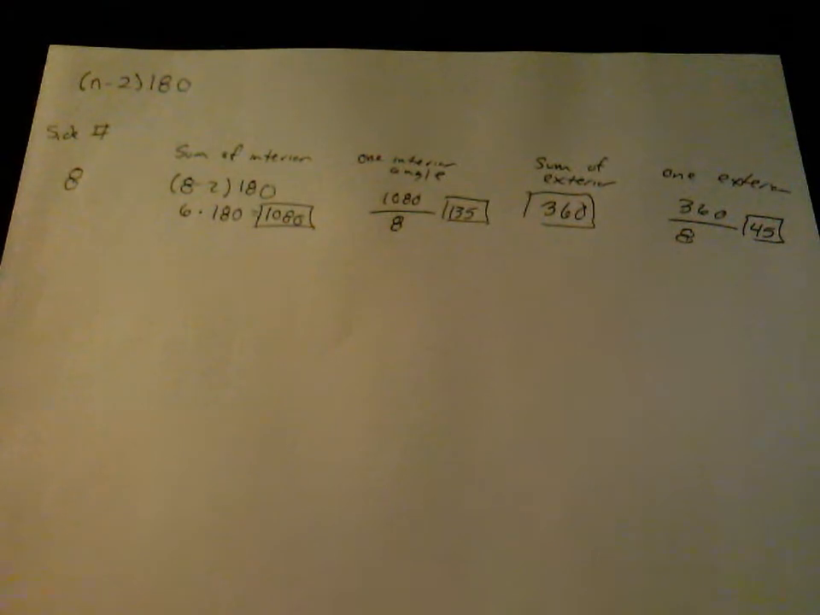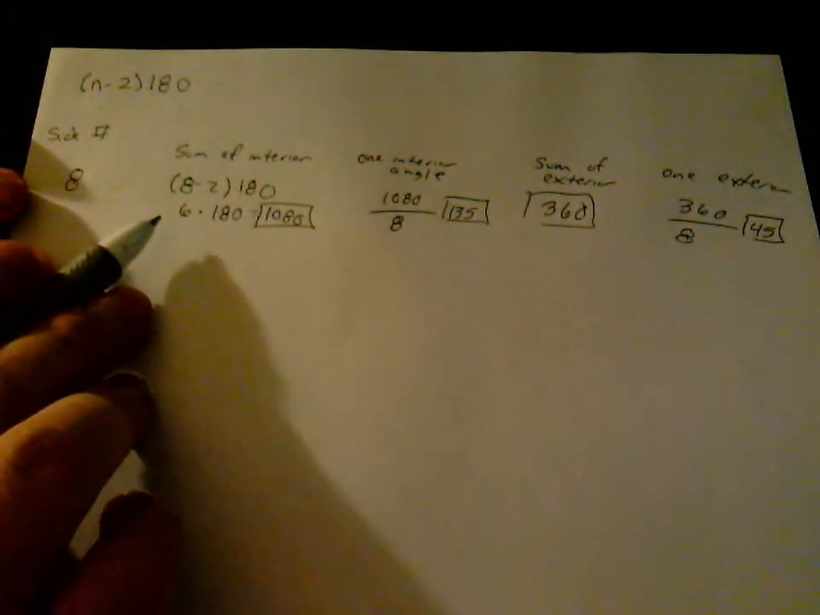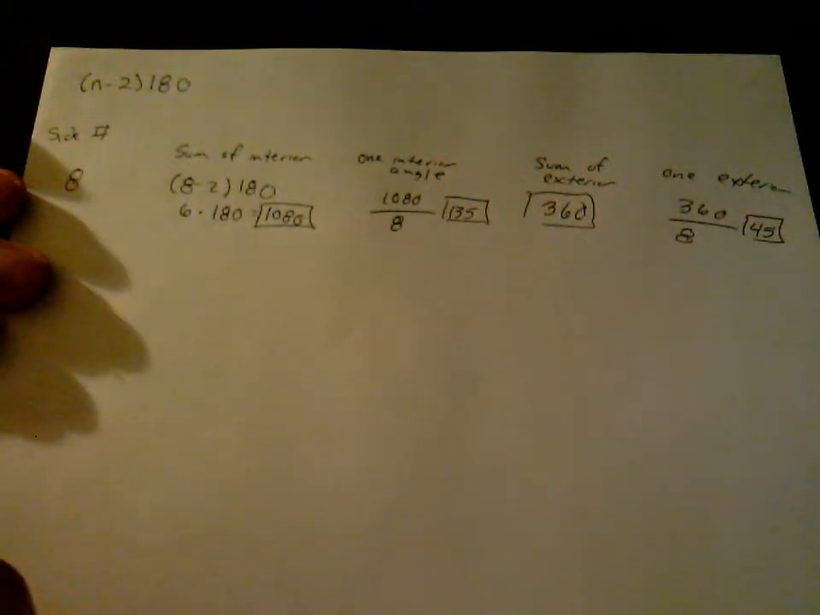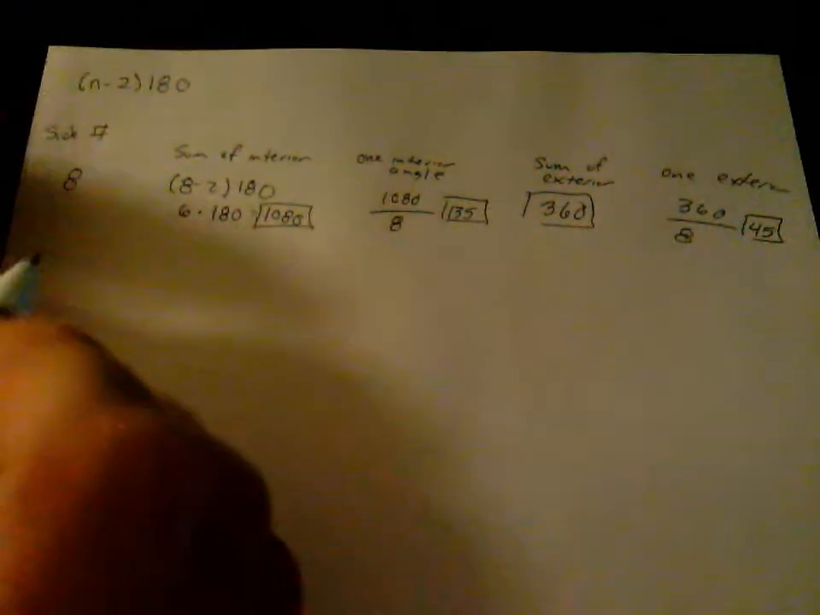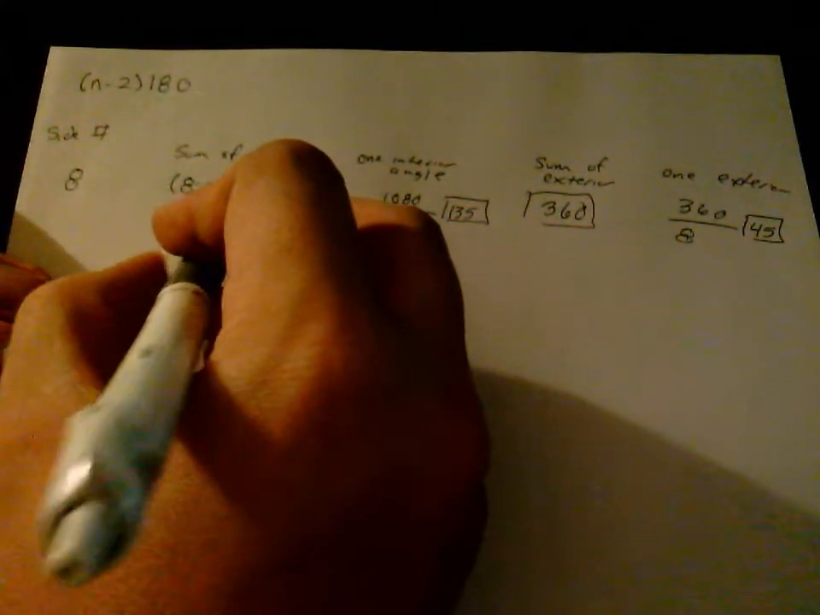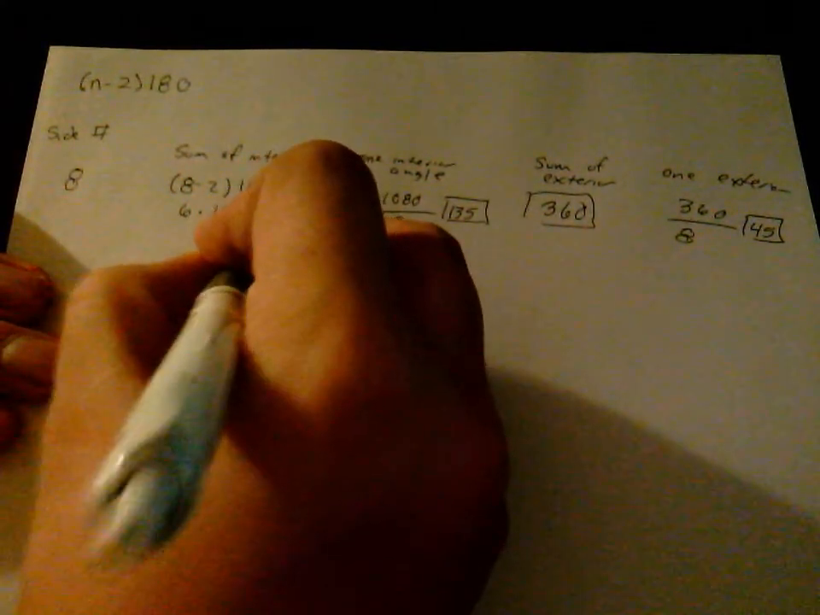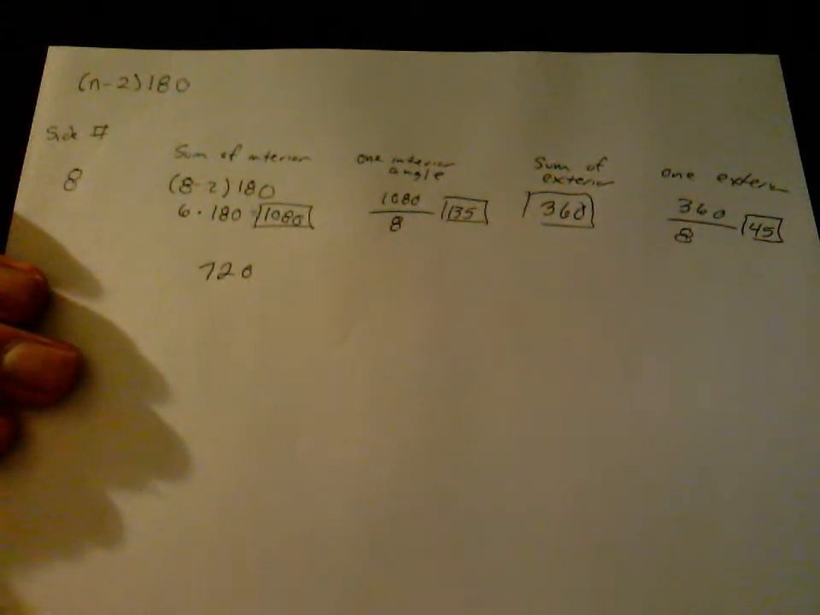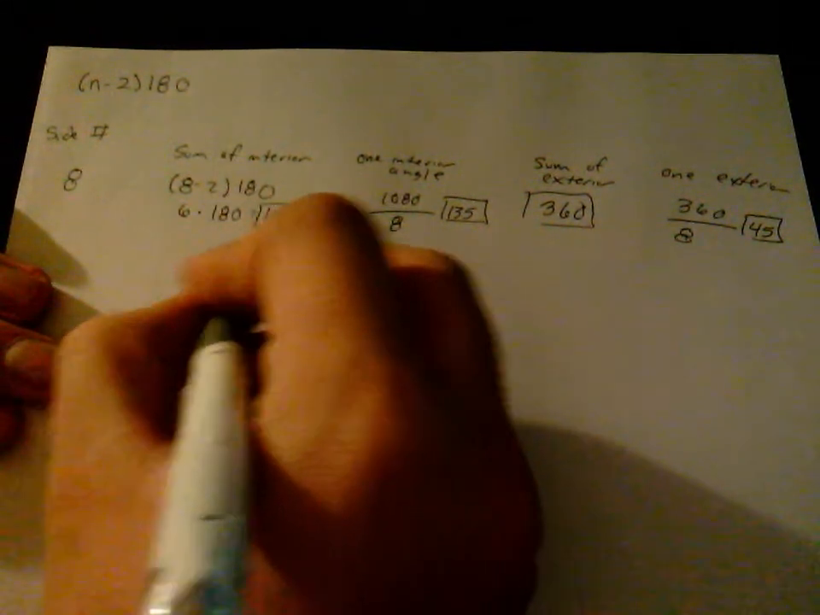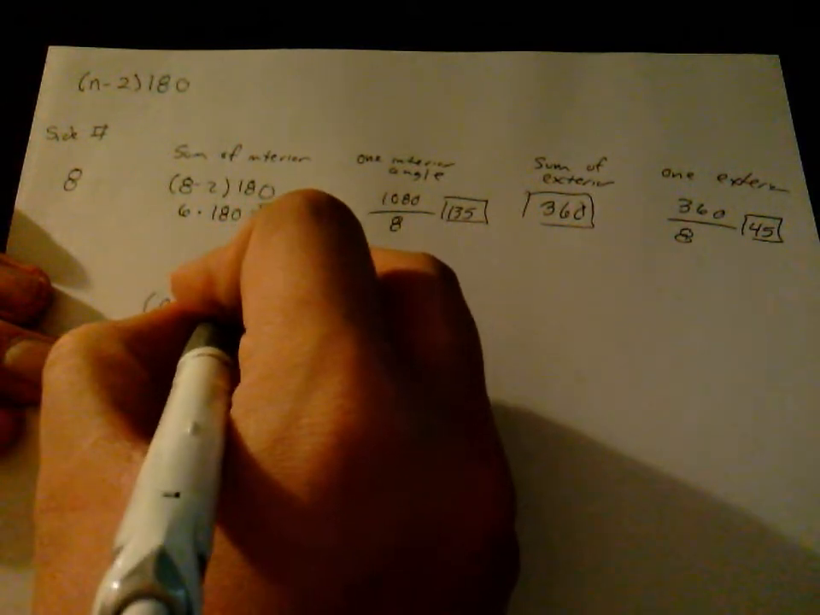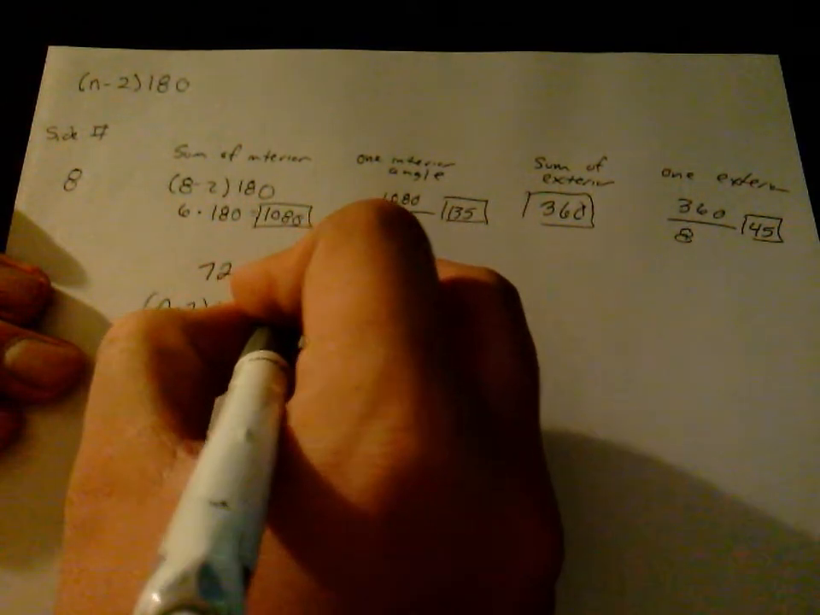That's how you find them all if you know the side number. If you don't know the side number, I'm going to explain with the different parts that they will give you. If they give you the sum of the interior, let's say we had 720. They said the sum of the interior was 720 degrees. Well, we would use what we know. We know this formula should equal this. So we know that n minus 2 multiplied by 180 should give us 720.